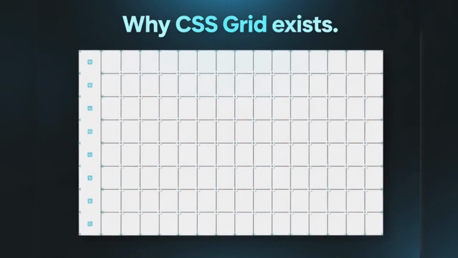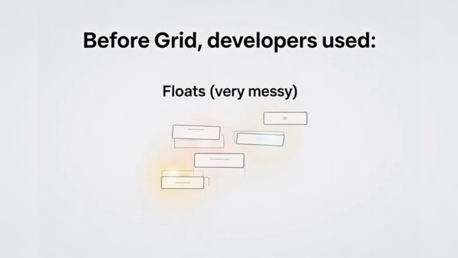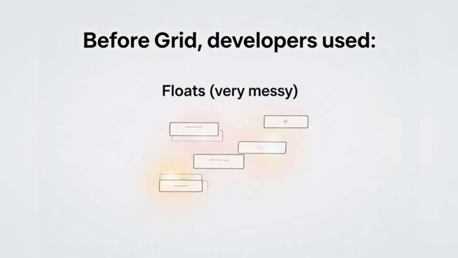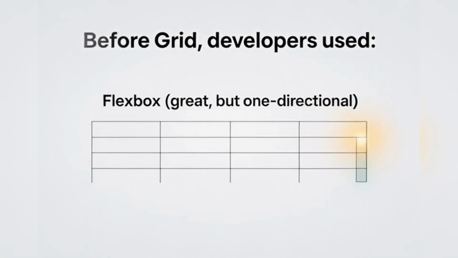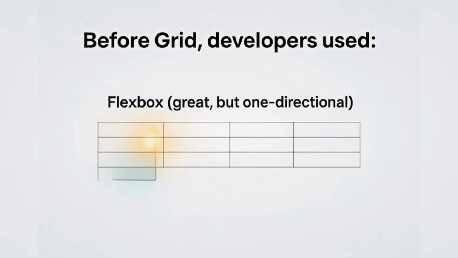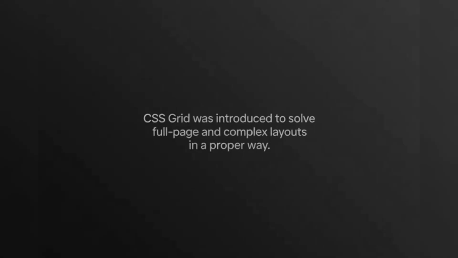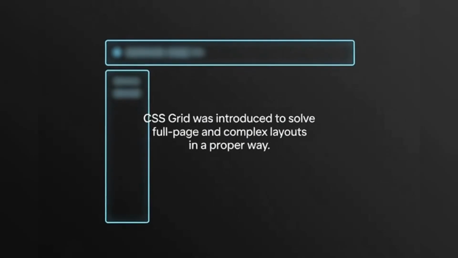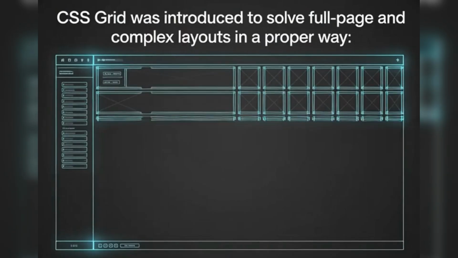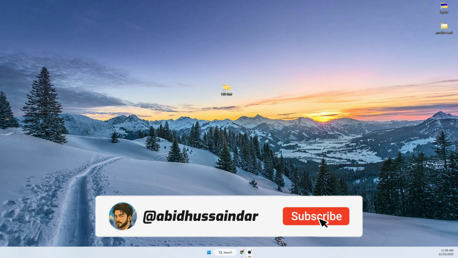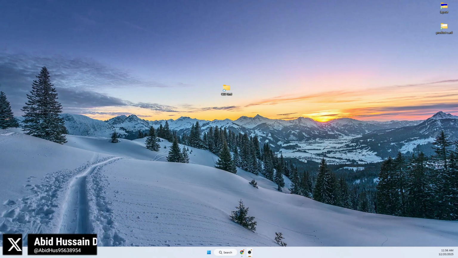Before Grid, developers used float, which was very messy, and tables were not meant for layouts. Flexbox is great, but it is one-dimensional, one directional. So it is good to use CSS Grid, where we can see a two-dimensional row and column structure. Let's do some examples on it. So we will see how CSS Grid works.